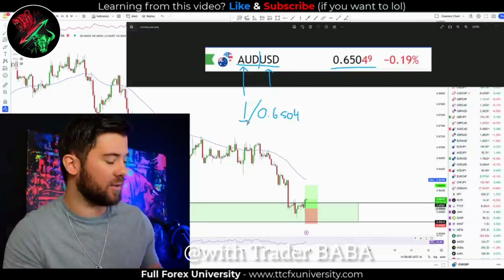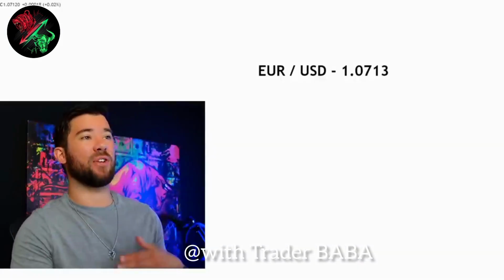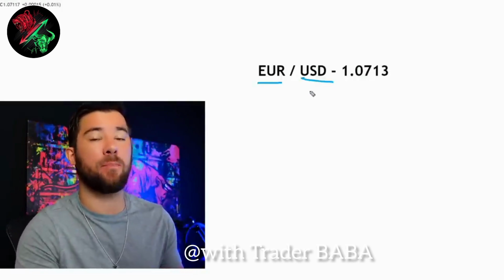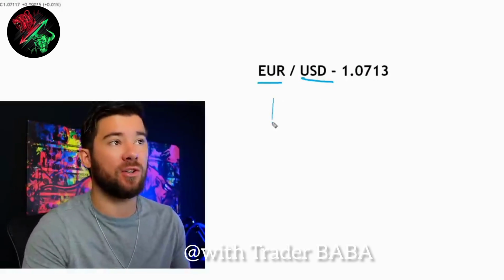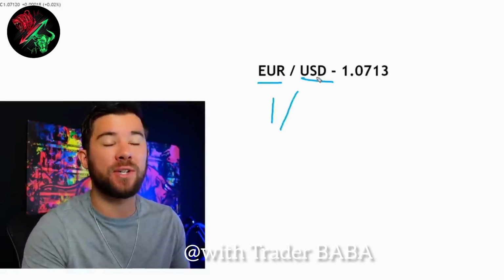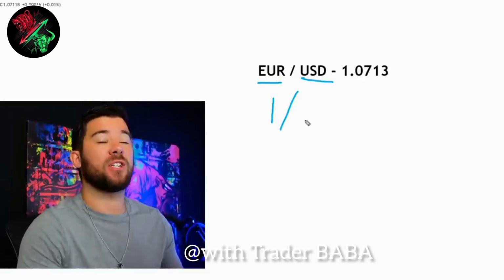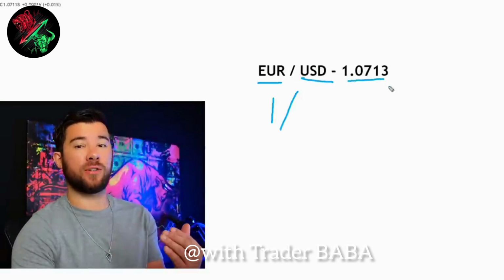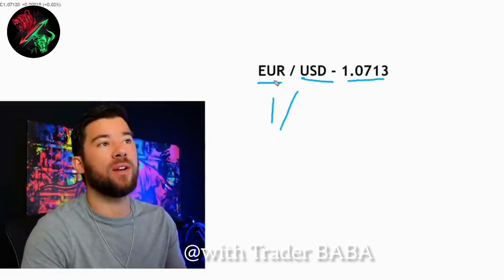Let's do this one more time with another example. On the screen, you can see that we have the euro versus the dollar. So if we have euro versus dollar, which one of these is going to be the base currency? That's going to be the euro. That means the euro is going to be equal to 1. Then we have the dollar, which is what? It's called the quote currency. Since the dollar is the quote currency, that means it takes $1.0713 USD to equal 1 euro.